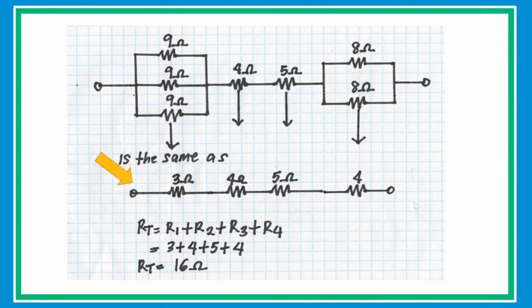Then the circuit is now a simplified series circuit, and in a series circuit, the formula is RT equals R1 plus R2 plus R3 plus R4 and so on. Then substitute the value. After that, just simply add the individual resistors to get the equivalent resistance of 16 ohms.